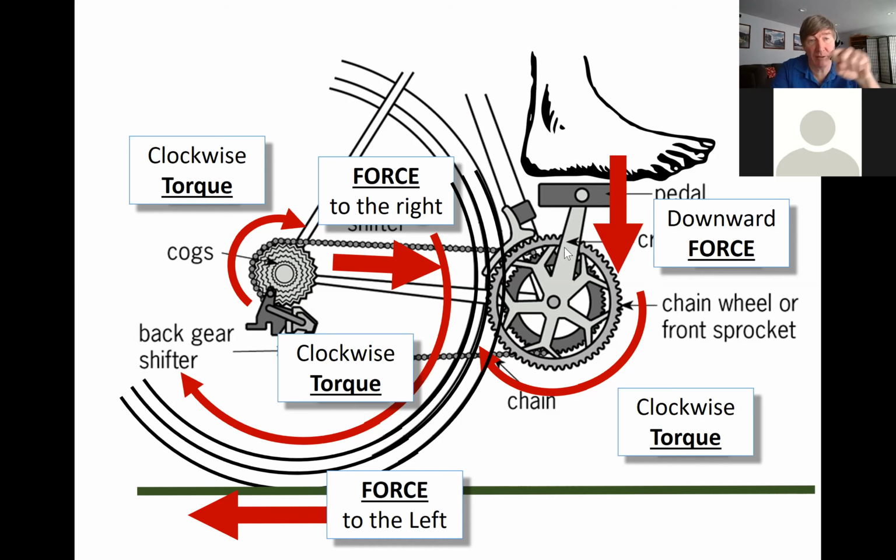You have to turn the pedal a whole lot of times in order to go up the hill. Whereas when you're coming down the hill, or let's say you're on level ground, you don't need nearly as much force here, and you want to go faster. So then what you do is instead of gearing down, you're going to gear up. So then your force here doesn't get multiplied.